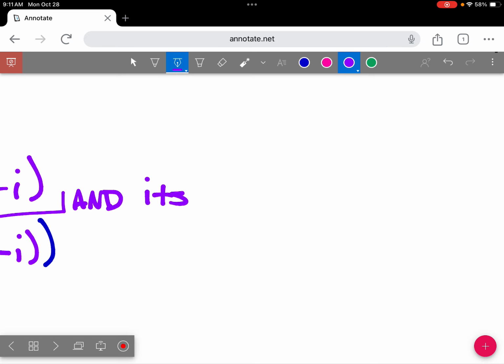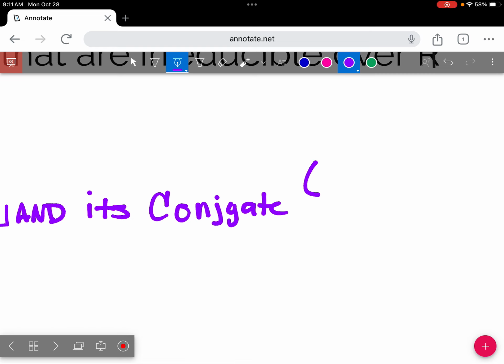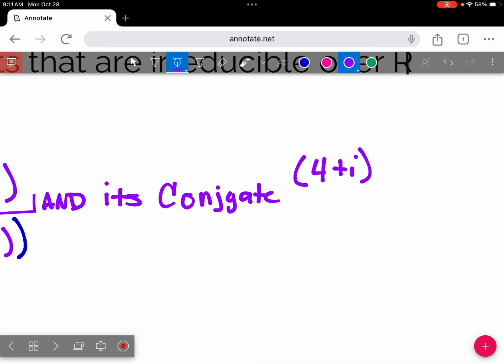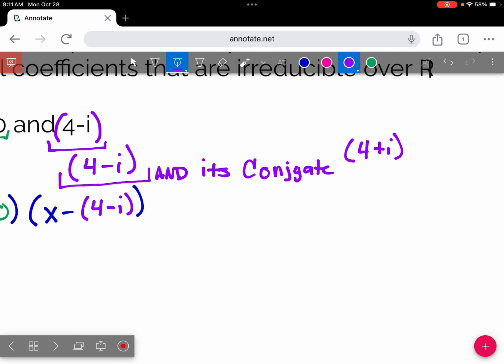And its conjugate. So what is the conjugate of 4 minus i? Say it louder. 4 plus i. So the 4 minus i and its conjugate. So we're going to have our x minus 4 minus i, and we're going to have x minus this guy, the 4 plus i. So it's got to be the conjugate, not plus or minus of the factor, plus or minus of the conjugate. So we're subtracting both of those complex numbers.